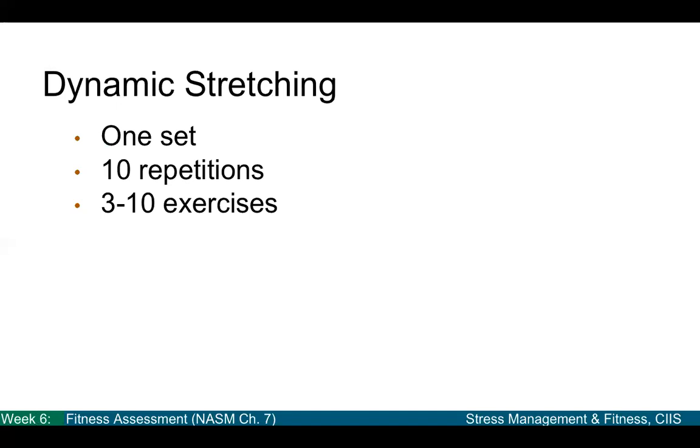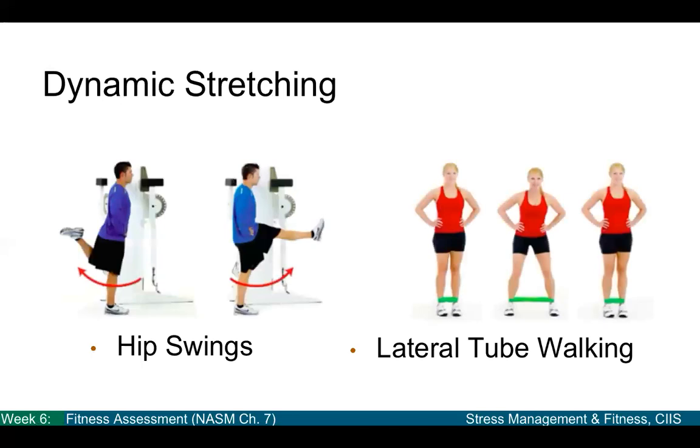Again, dynamic stretching: one set, 10 repetitions, 3 to 10 exercises, but these are just exercises where you're putting a little bit more challenge to your body. I have a couple of examples. You have more in your textbook. You can actually Google and see these types of videos in action if you'd like. Just look into dynamic stretching. For example, you have hip swings, back and forth. You do that for 10 repetitions, and then you move into something like lateral toe walking, where you have a little bit of resistance going on and you move the muscles accordingly.